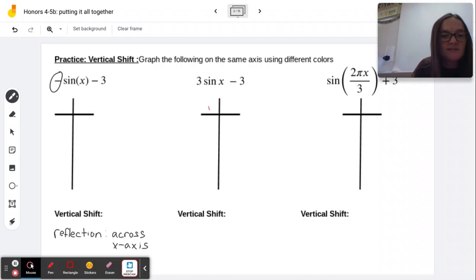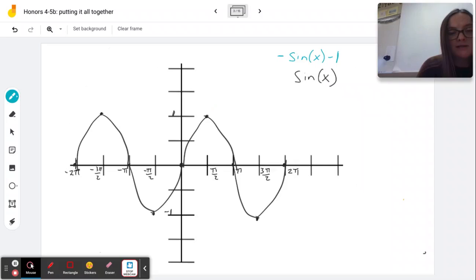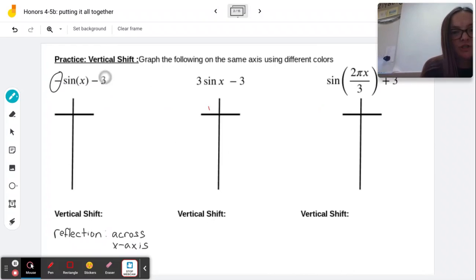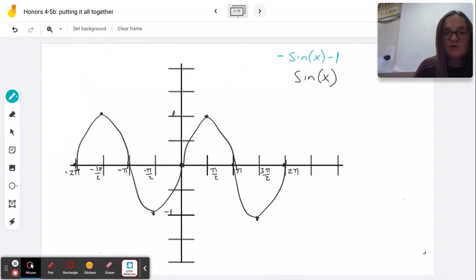So what I want to start with is I want you to take a look at your graph, and I want you to graph sine like you were going to graph it on a memory quiz. Okay, so here's our sine graph. I want you guys to make one correction before we start. I want you to change this -3, change it to a -1. It's just going to make our graph easier. So what we want to do is try to graph negative sine of x minus 1.